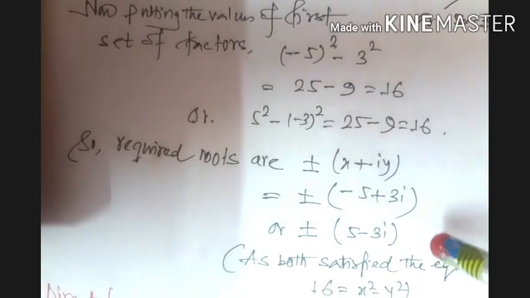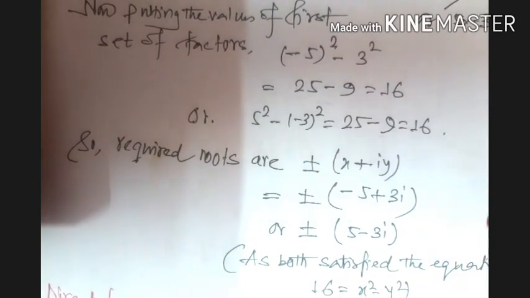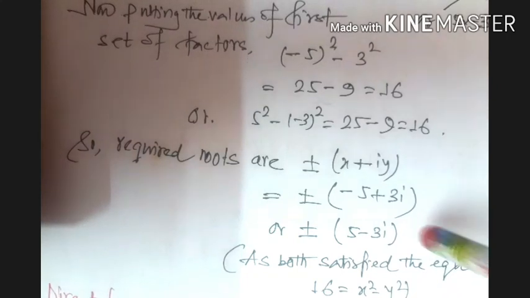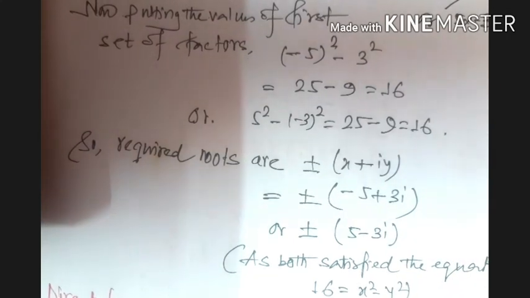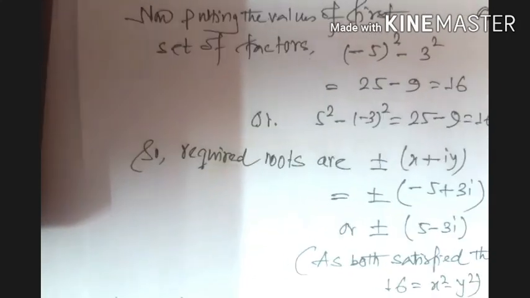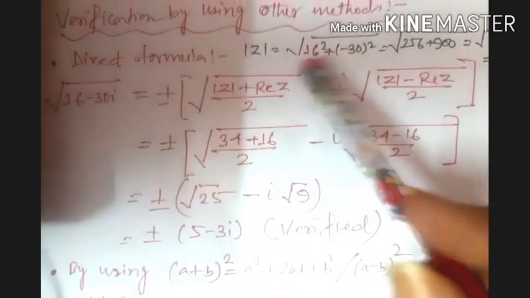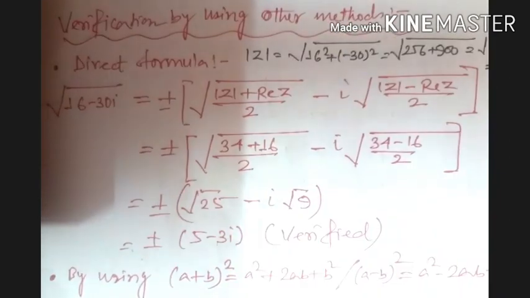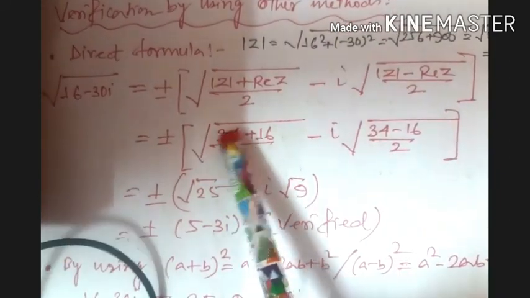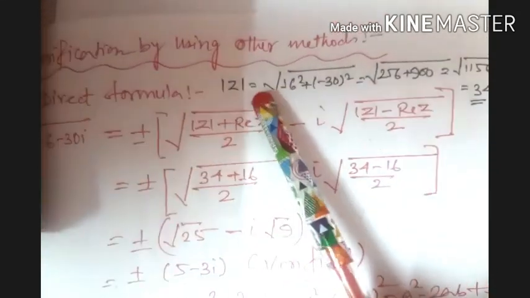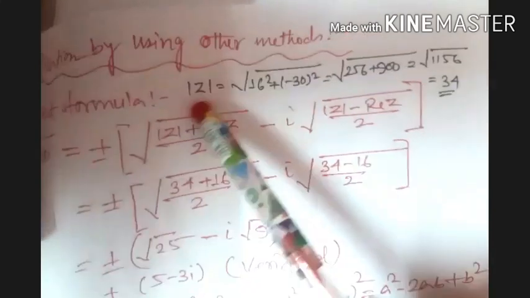So now to verify our answer, that is, whatever I have got here, whether it is correct or wrong, I have used the remaining two shortcut methods. So I want to show you, you can see here also, which formula? Verification by using other methods. So the direct formula for doing the shortcut. Here we have to find out mod z. So I have found out mod z here.